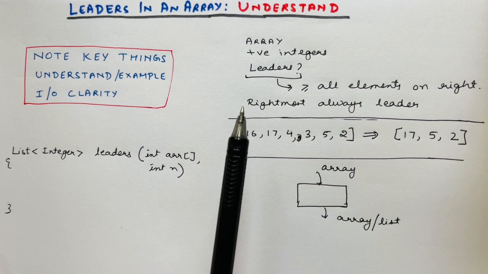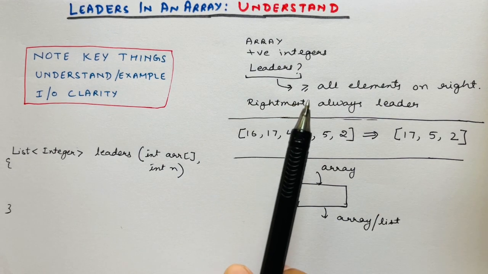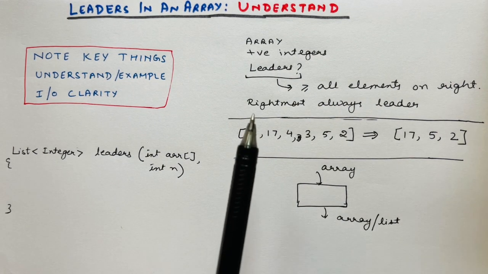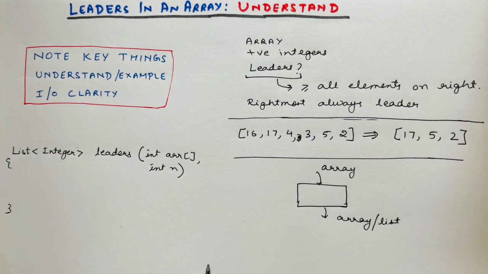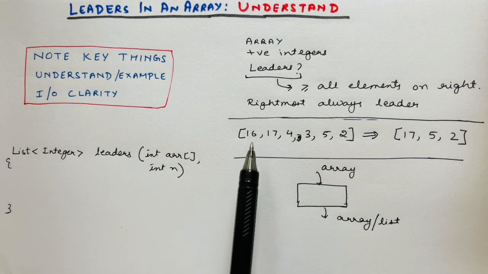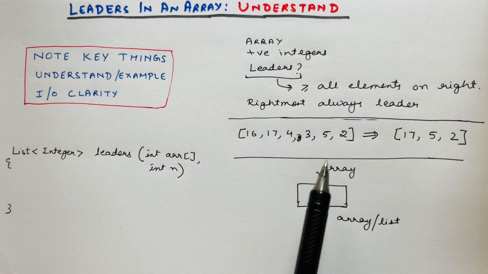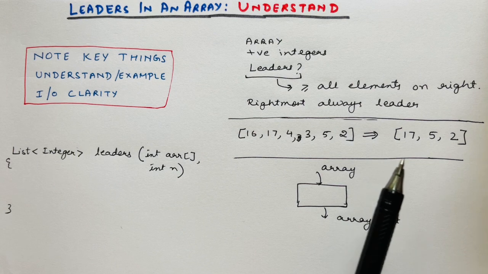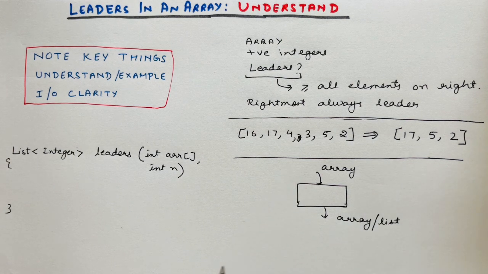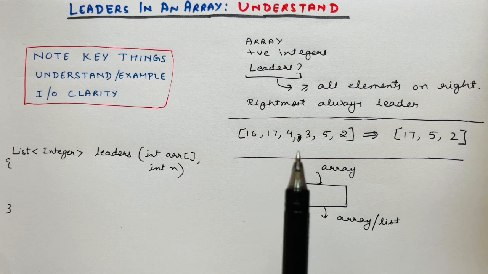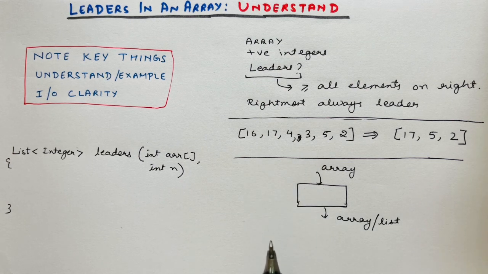And who is a leader? A leader is someone who is greater than or equal to all elements on its right. And that makes the rightmost element always a leader. Let's see an example. If we are given this array, we can see that the leaders identified will be 17, 5 and 2 and no one else, because all of these elements are greater than all elements on their right.